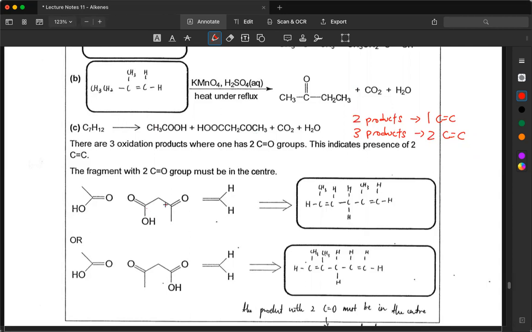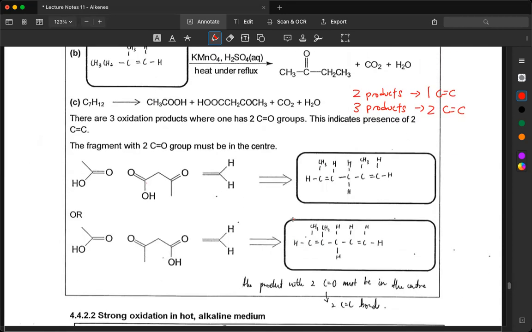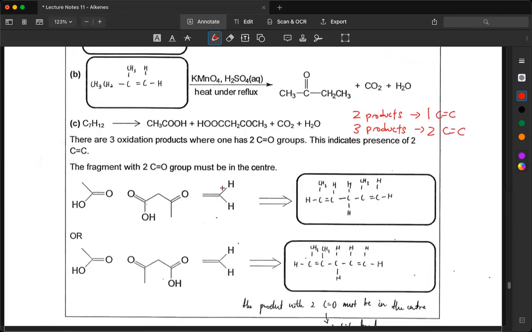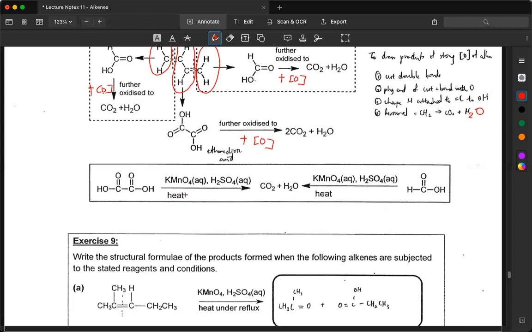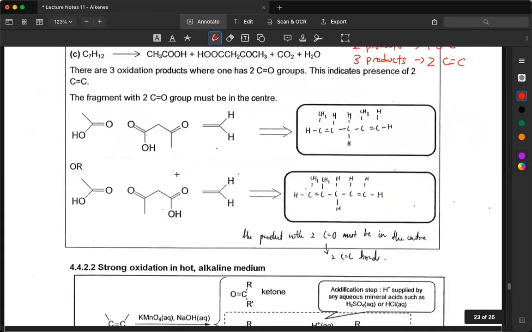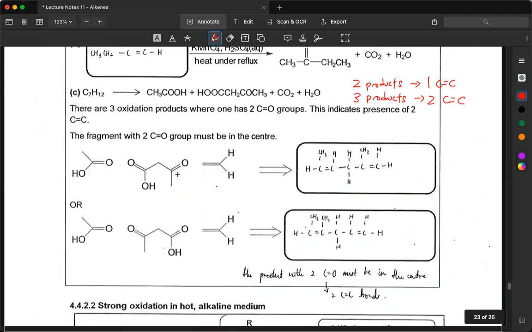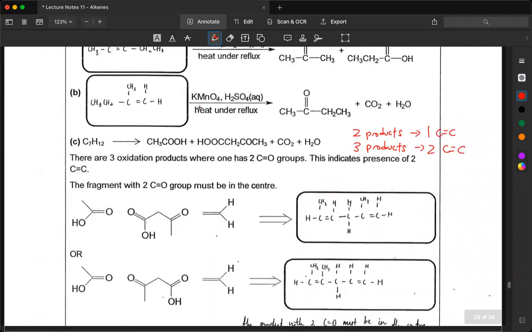Okay. Now, this one, to draw back, you're supposed to draw back what it would be. So there are two possible answers. 1, 2, 3, 4, 5, 6, 7. I think this is not correct. It should be one C only. So this one should be a O. You join the O. Yes. You break this.